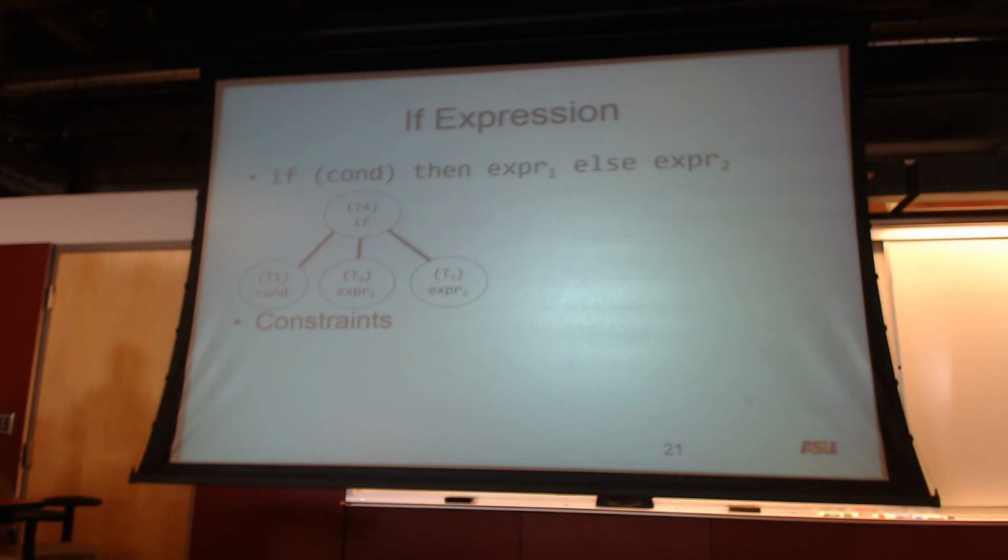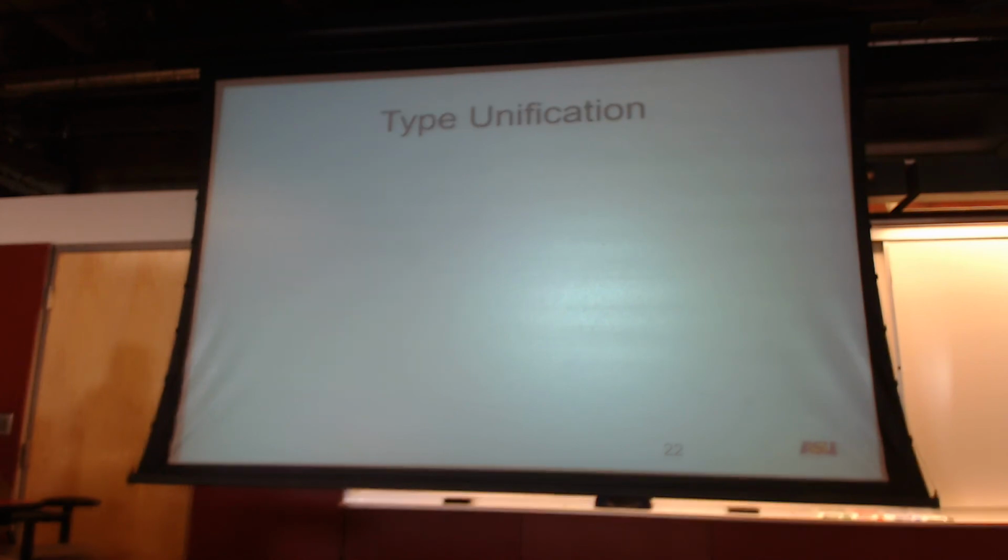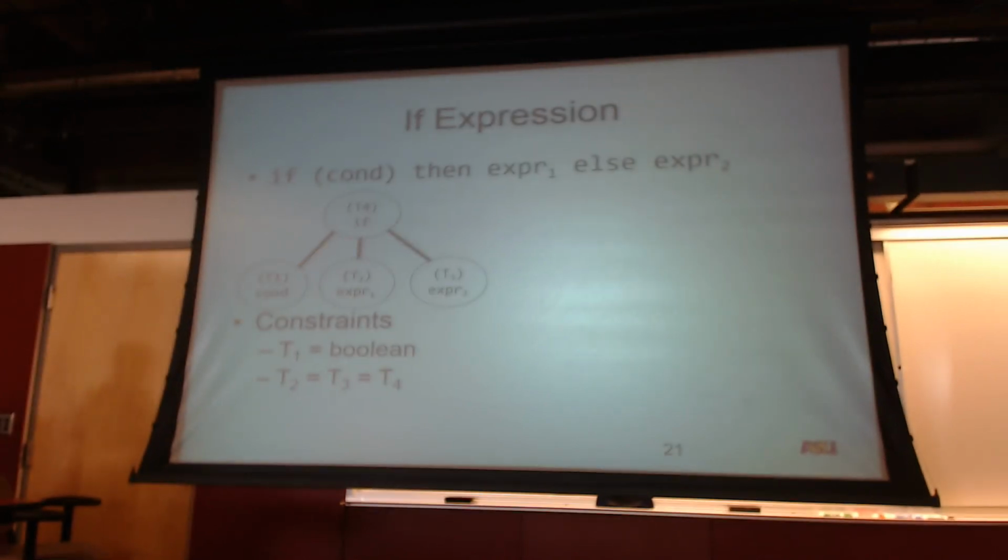Now what are the constraints? The constraint is t1, that is our condition, has to be Boolean. t1 has to be Boolean, and t2 has to be equal to t3, which has to be equal to t4. So these are the constraints.